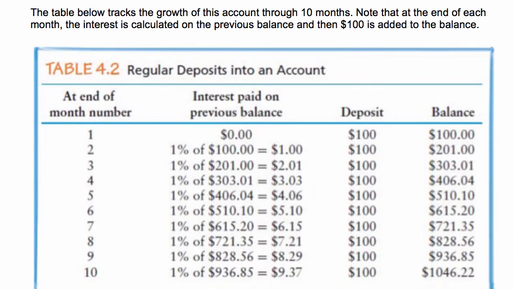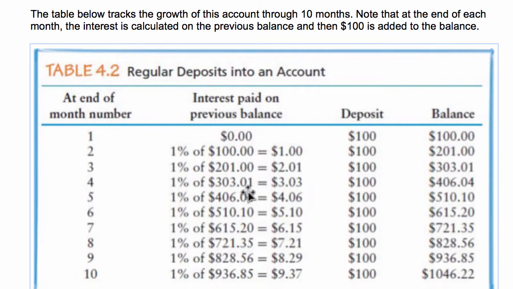The table below tracks the growth of this account through 10 months. Note, at the end of each month, the interest is calculated on the previous balance, and then $100 is added to that balance. For example, the balance after 3 months is $303.01. This comes from the previous balance of $201, plus the interest paid on the $201, plus the new monthly deposit.